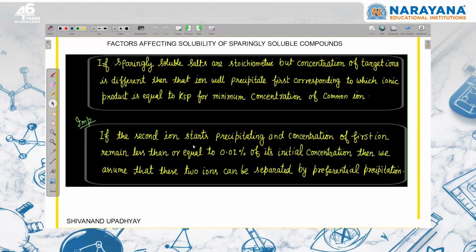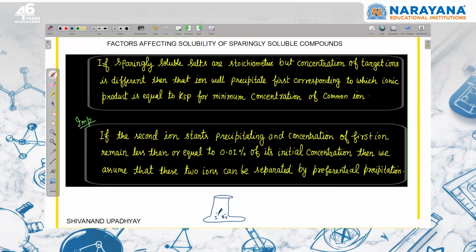So here, if the second ion starts precipitating and the concentration of first ion remains less than or equal to 0.01% of its initial concentration, means 99.99% of the first ion has been precipitated, then we can say that these two ions can be separated by preferential precipitation. So the point is that in the same solution, I have I minus ion and I have Br minus ion, and I minus ion starts precipitating first, right? It is coming out of solution.